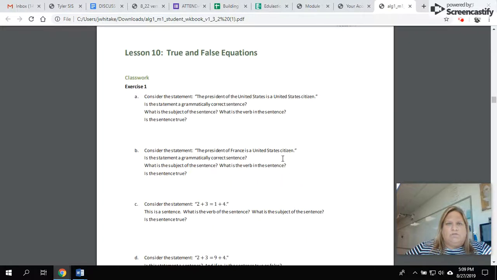So lesson 10 is true false statements, or true false equations. They're in your book on page S49. Take a moment, maybe pause this real quick if you're not already on S49. It should have an M1 in the top corner.